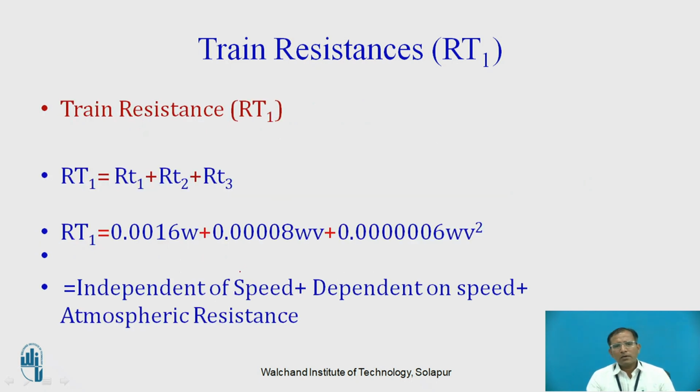So the total train resistance RT is given as RT1 plus RT2 plus RT3. It is the sum of the resistance independent of speed, dependent on speed, and atmospheric resistance.